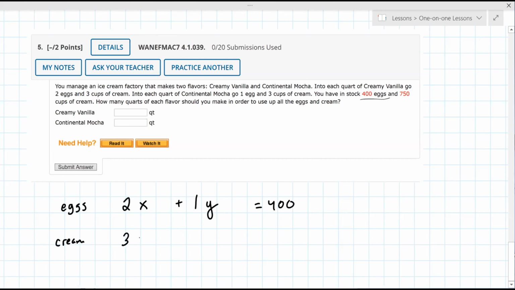There's 3 cups of cream for... I'm sorry, the eggs are here, the cream is here. No, that's not right. Let me just finish this. And then there's 3 cups of cream in that. So this is the egg equation, this is the vanilla, and this is the mocha.